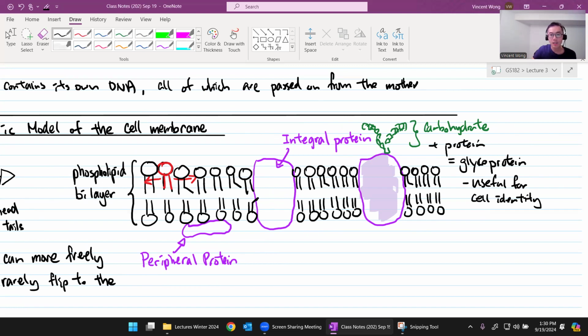In addition to glycoproteins, it is also possible to have glycolipids. As the name implies, glyco means sugar, right? So these are lipids with carbohydrates stuck on them. So that's the glycoprotein here, and we have a glycolipid right here. Same function, okay? Glycolipid.